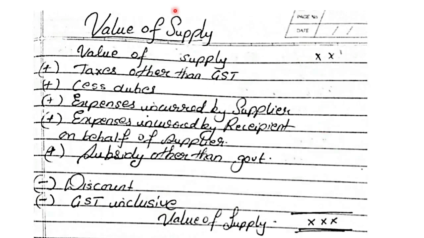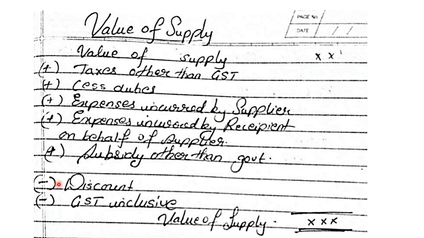Now, in order to calculate the value of supply, the very first thing you need to note down is the value of supply of goods or services. That is your original value of your product. To that, we need to add all the taxes other than GST, add all the cess and duties, add all expenses incurred by the supplier, and add all expenses incurred by the recipient on behalf of the supplier. We add all the subsidy other than the government subsidy. Government subsidy is exempted. Other than that, it will be added to the value of supply. When you add up all this, we get the gross value of supply.